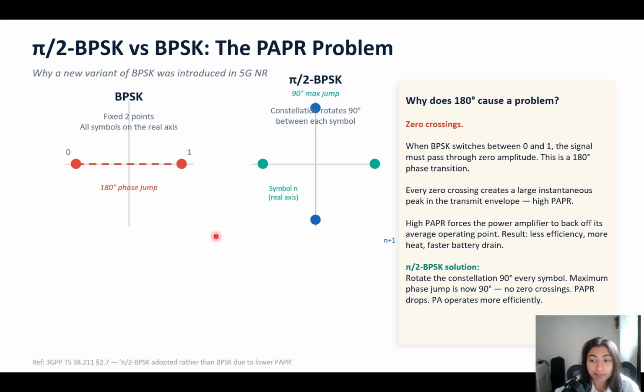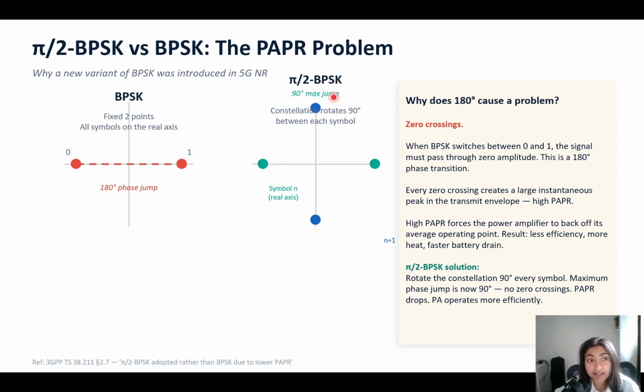So pi by 2 BPSK solves this by rotating the constellation 90 degrees for every consecutive symbol. So if the symbol n uses the real axis, then the symbol n+1 uses the imaginary axis, and so on and so forth. The maximum phase shift between two consecutive symbols is 90 degrees. Here in BPSK it is 180 degrees. The signal envelope never passes through the 0. So the PAPR reduces significantly.